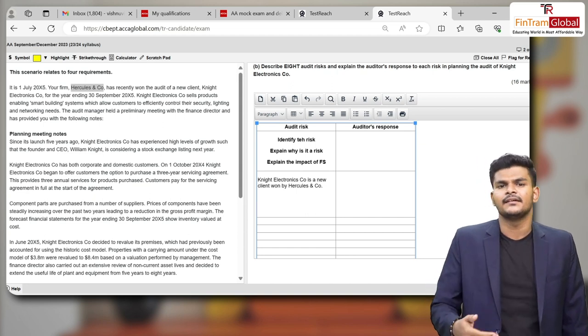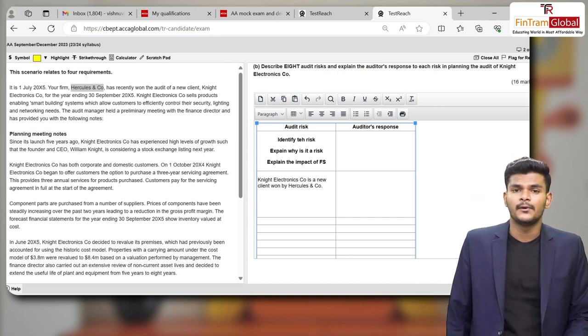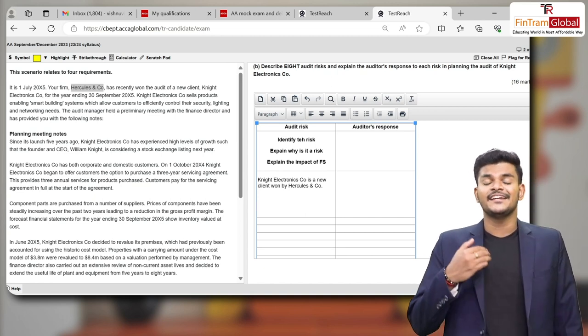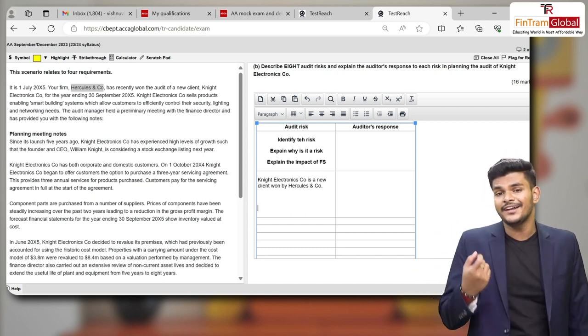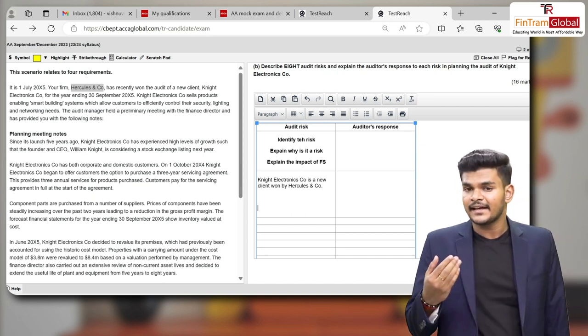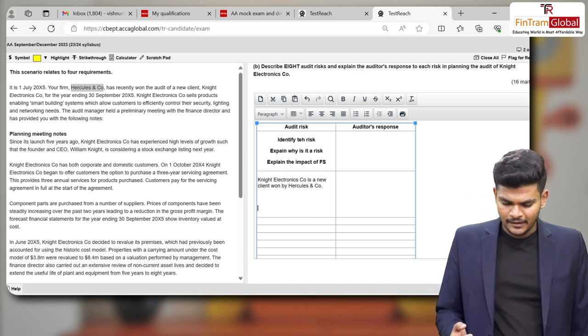What is the risk in auditing new clients? I could think of 2 things. Okay, folks, one is basically that there's an increased level of detection risk since the auditors are not familiar with the client's accounting policies, the way they conduct transactions and all these things, right? So I'll just mention that.